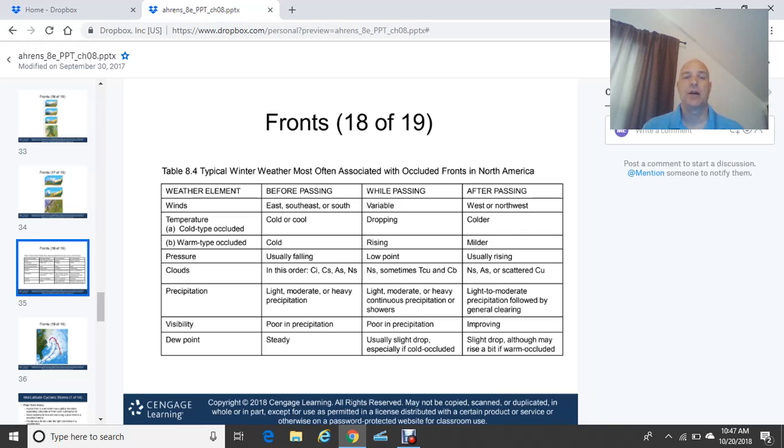Okay, and then I won't read everything off this one. I'll give you a minute here to kind of take a look at this. It's also in Table 8.4 in the 8th edition Essentials of Meteorology textbook, if you want to examine this even closer.